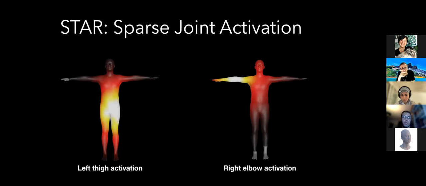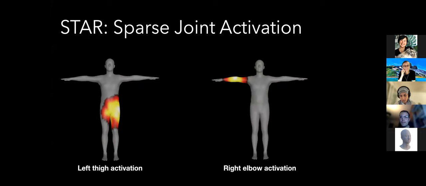So on the left here, I'm going to show you the activation function that we learned for the thighs of STAR, the left thigh as training purposes. And you can see that this function is basically zooming in on that joint. And what this shows us is that the thigh movement will only influence those vertices that are non-gray. And similarly for the elbow as well. And what you're seeing here is how this joint activation function evolves over time. Are there any questions? Should I press on?